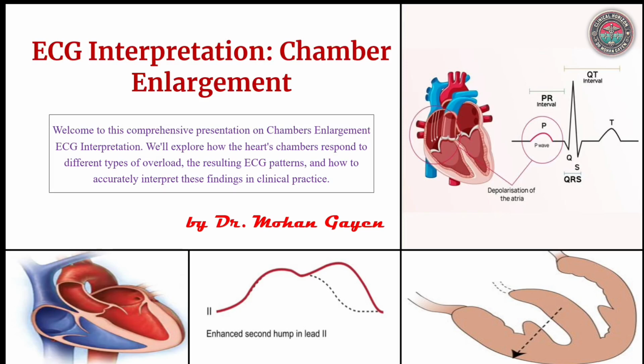The human heart is an incredible organ, tirelessly working to pump life-sustaining blood through our bodies. But when faced with excessive pressure or volume, it adapts, sometimes at a cost. Chamber enlargement, whether from years of hypertension, valvular disease, or chronic lung conditions, tells a silent story on an ECG. Understanding these changes isn't just about pattern recognition. It's about interpreting the heart's distress signals and acting before it's too late.